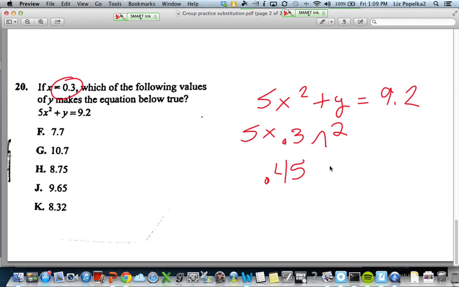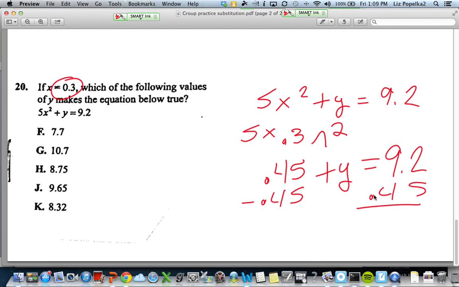So now 0.45 plus y is going to give you 9.2. A lot of you guys might know how to solve this one-step equation. You simply take off the 0.45. Don't forget to use your calculator. Do 9.2 minus 0.45. You've got it there for a reason. We're going to use it, especially when you start dealing with these tricky decimals. You should have gotten y is equal to 8.75.